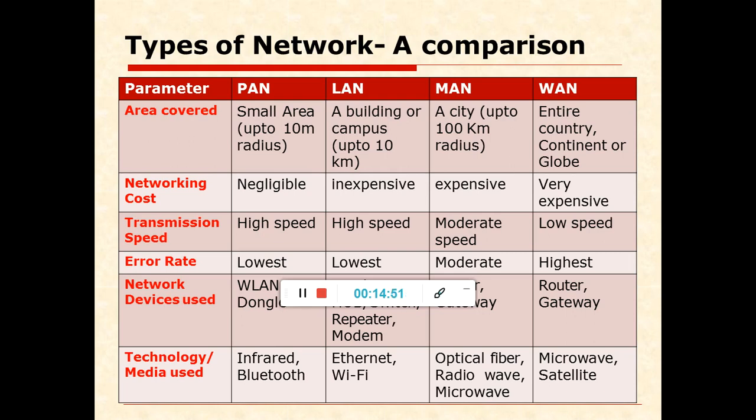Okay, and next one is WAN. In WAN, low data transmission speed occurs because the coverage area is high here. And next one is the error rate.